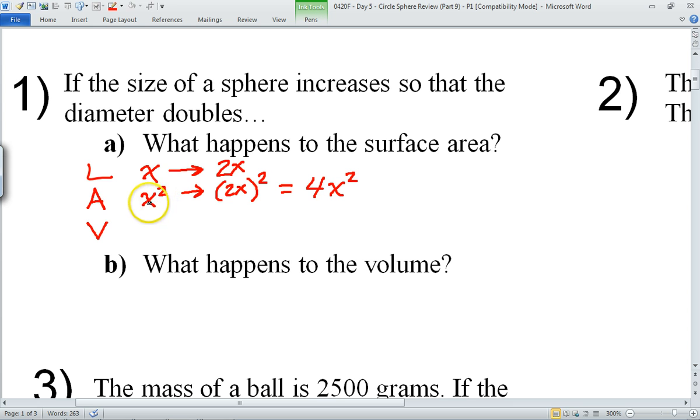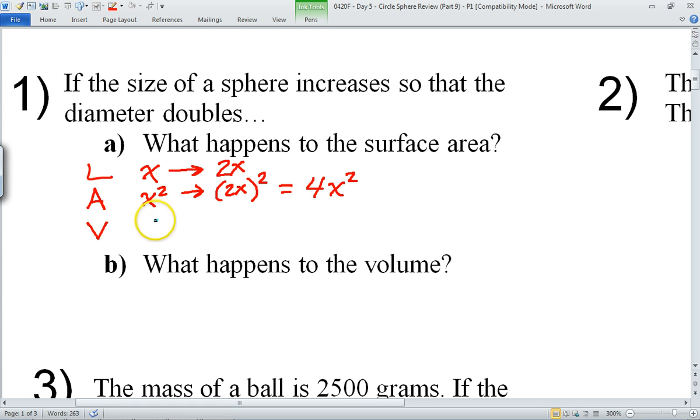Now look how the original area, x squared, compares to the new area, 4x squared. How many times did I multiply it? Just look at the number in the front. Right. The new area is 4 times as big as the original area was. Okay? It's 4 times as big.